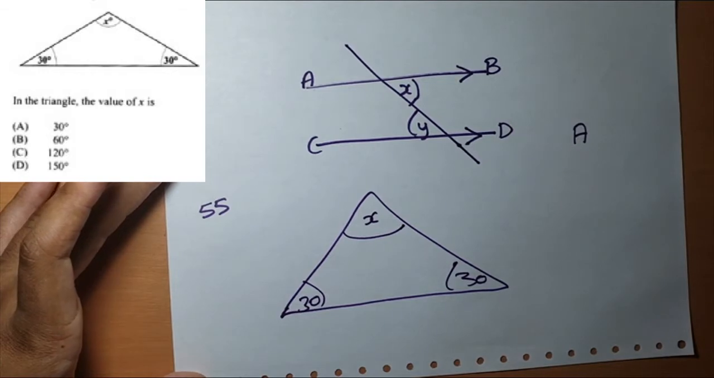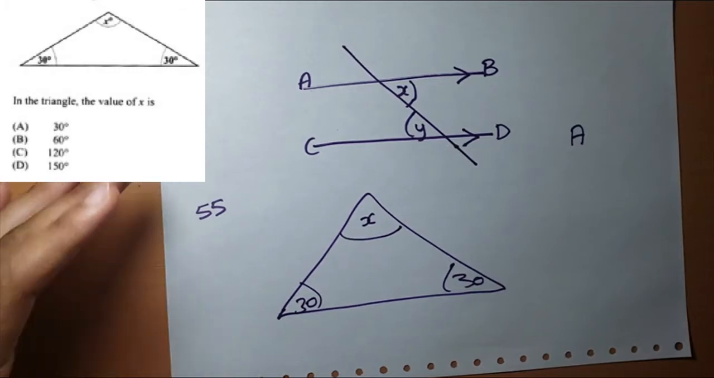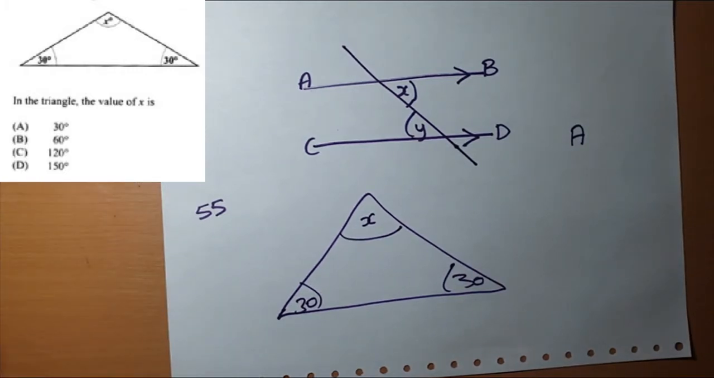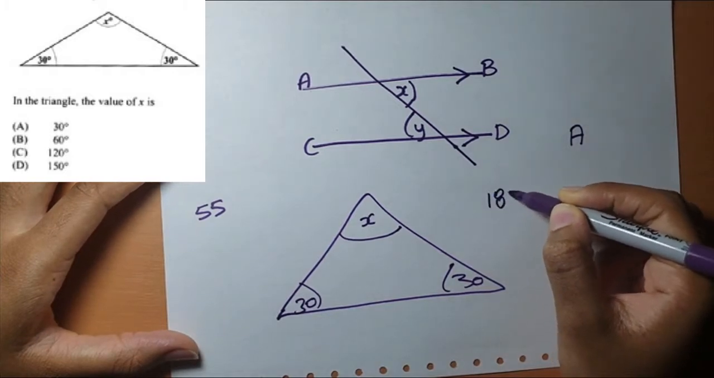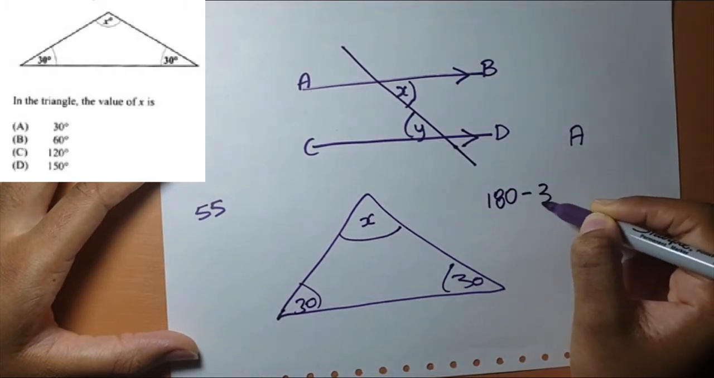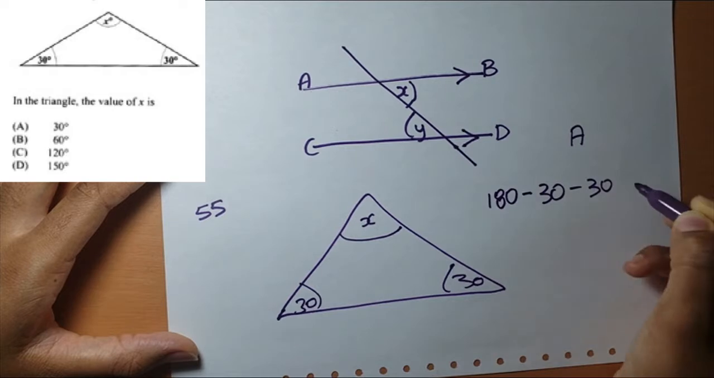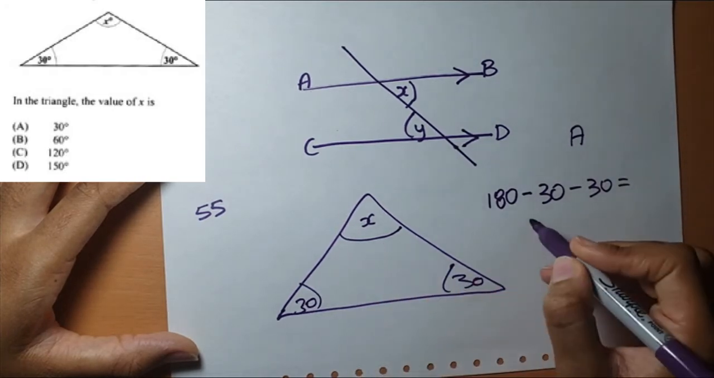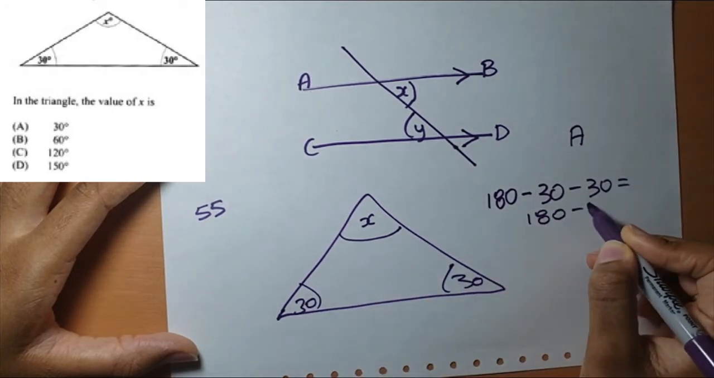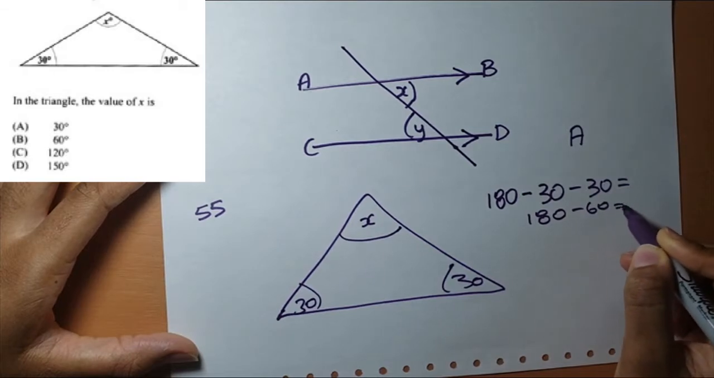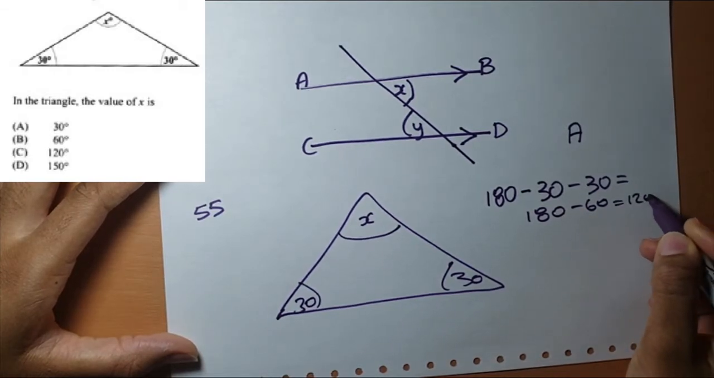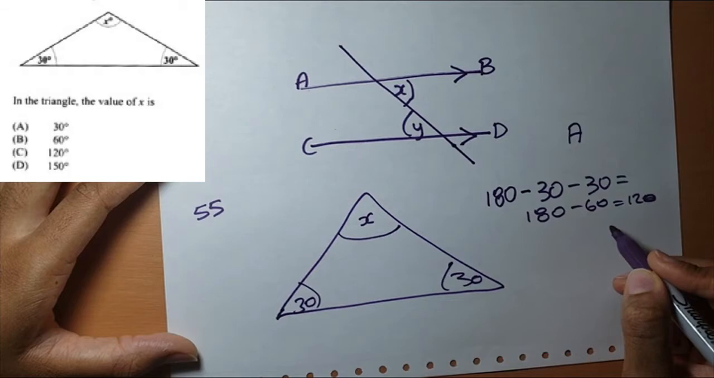Okay, so for number 55, we're given an isosceles triangle, and it says that in the triangle the value of x is, so the angles in a triangle all add up to 180. So we're going to have 180 minus 30 minus 30 to get the x. So that is equal to 180 minus 60, which is equal to 120. Sorry, 120. That is C.